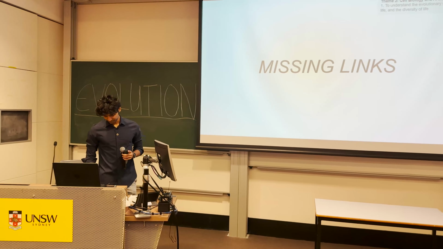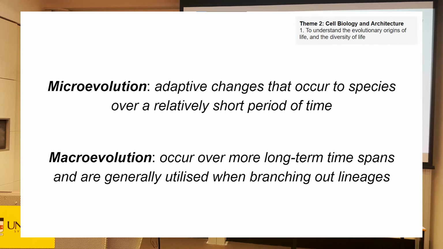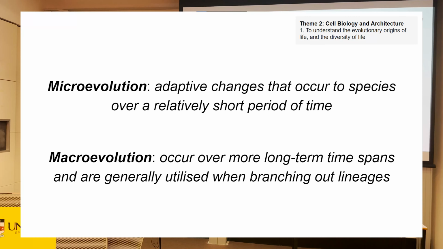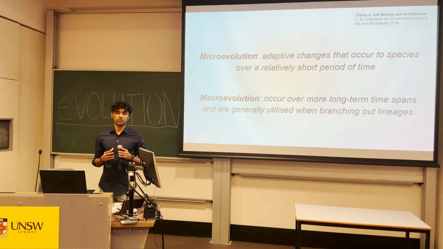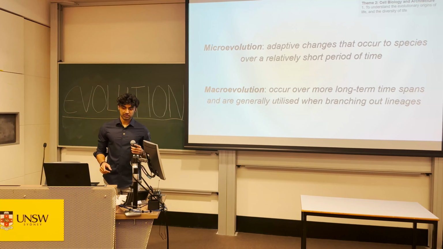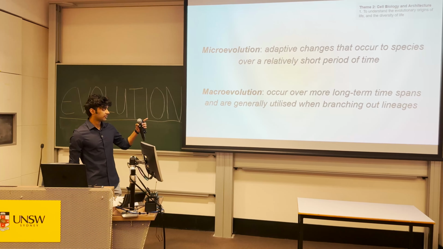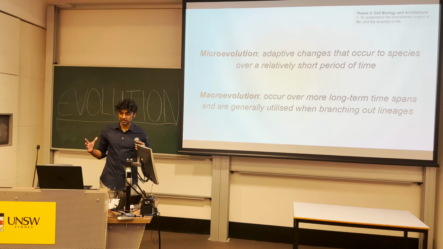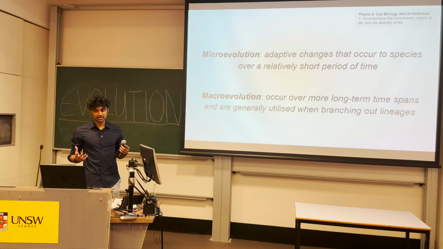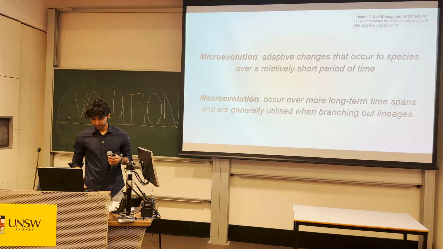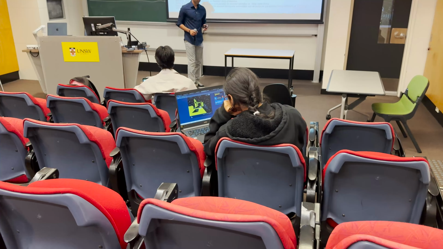Now, there are two types. We have microevolution, which are adaptive changes that occur to species over a short period of time. Now, this is a definition that we are all taught as kids. However, the lesser-known macroevolution, this is the one that occurs over more long-term time spans and generally utilized when branching out lineages.